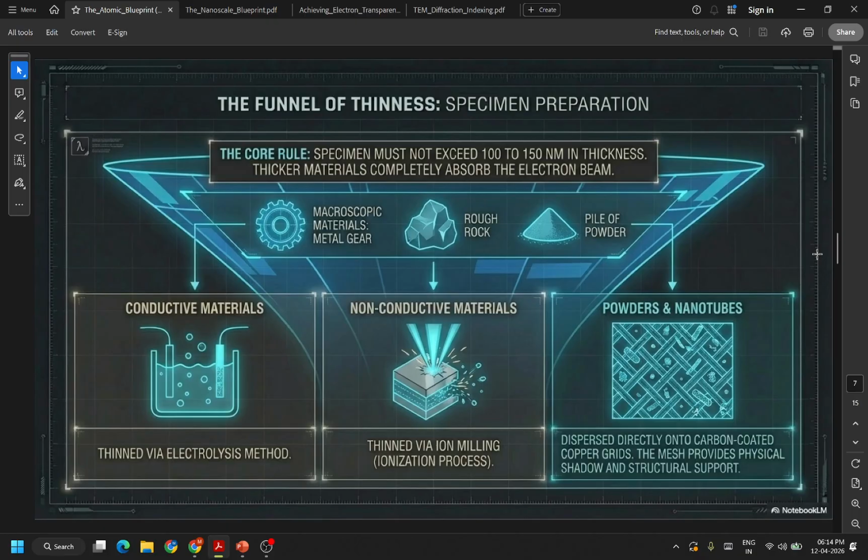So we dilute the powder and disperse it onto a very fine copper grid, which provides structural support to our very thin and fine powder, as well as it can be used as a shadow to bring contrast.